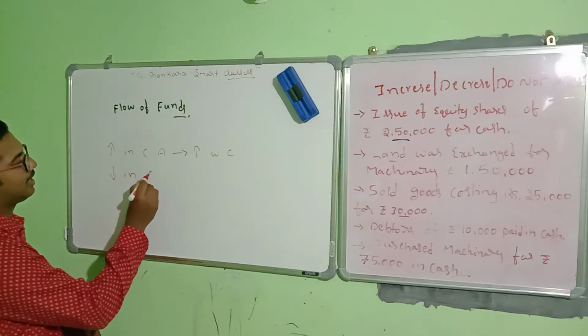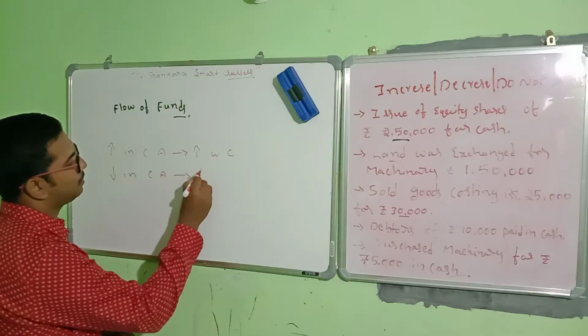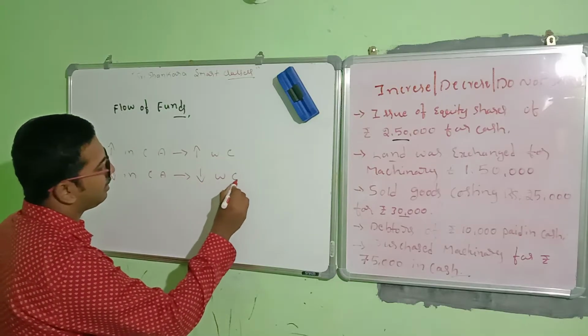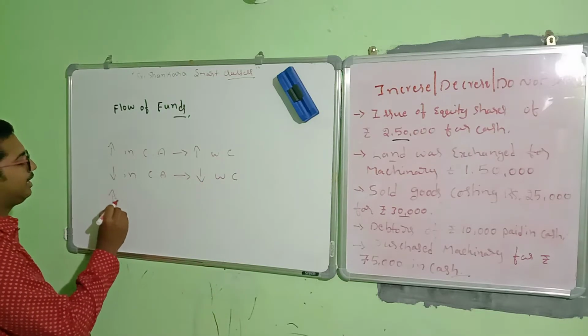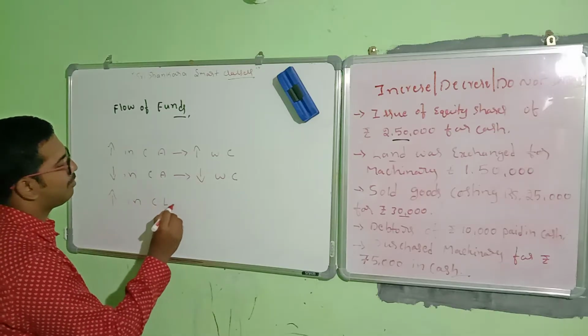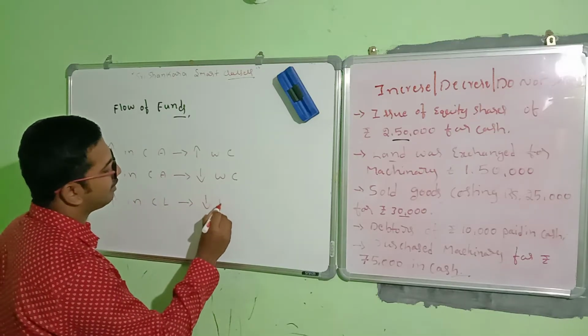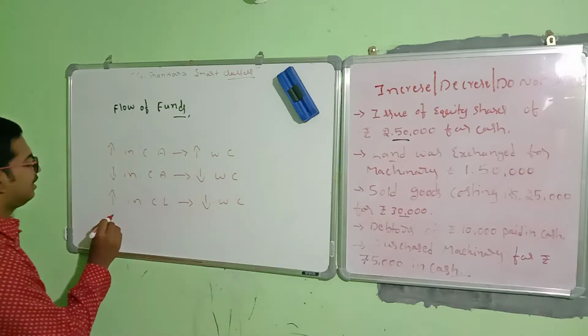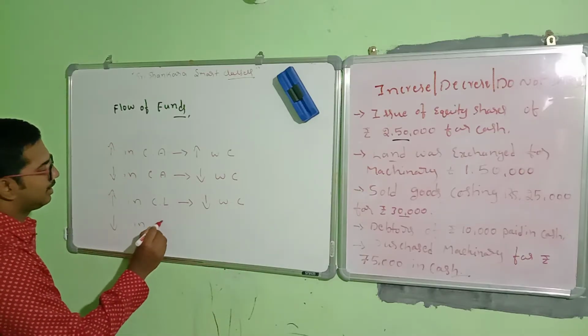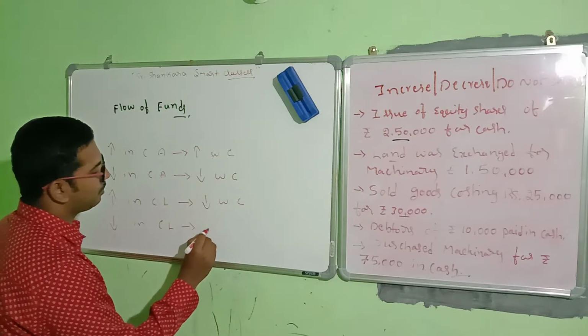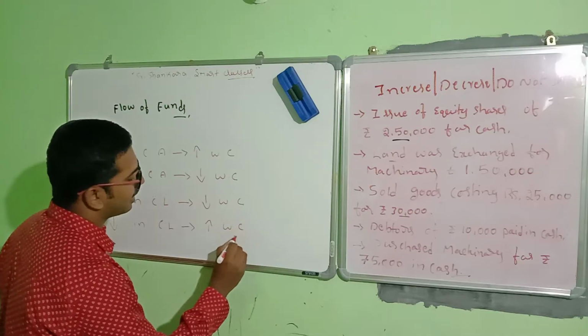Decrease in current assets leads to decrease in working capital. Increase in current liabilities leads to decrease in working capital. Decrease in current liability leads to increase in working capital.